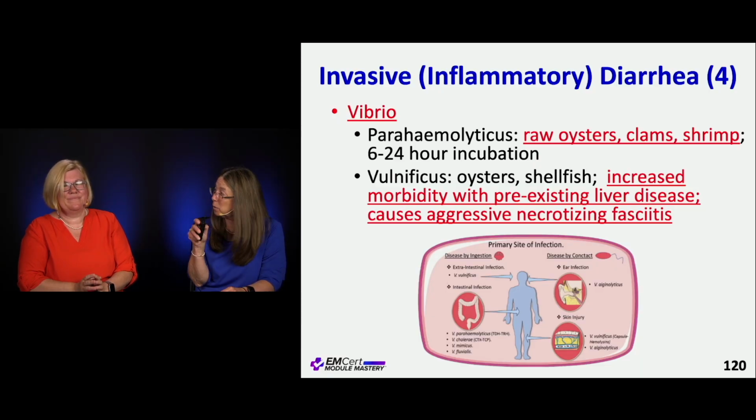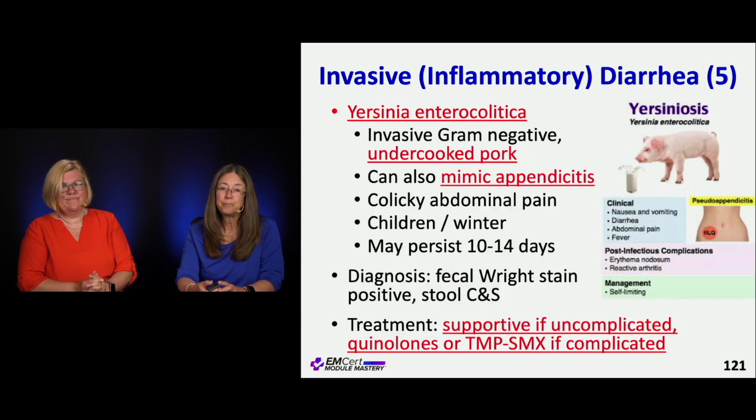So this is actually testable, in that they're going to give you a person with liver disease who's been at the shoreline in brackish water, getting oysters or eating oysters, and then they come in with what looks like a skin problem. You're going to need to know that that's a Vibrio.